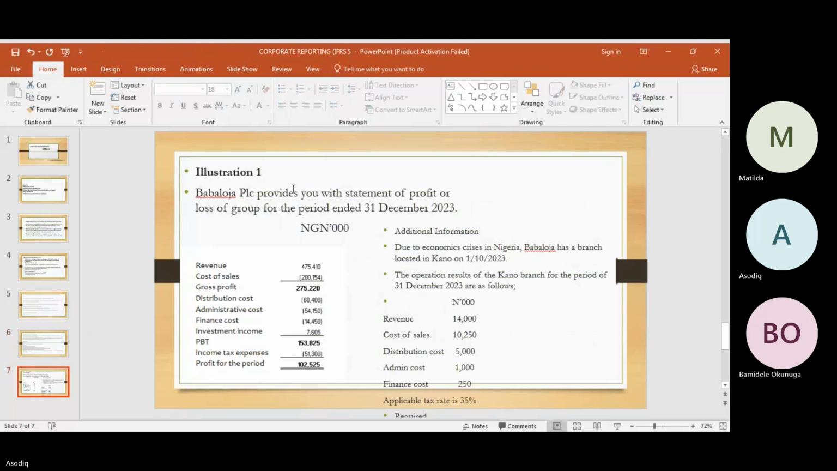Now, I have an illustration. So please permit me to use Excel for better solving. I hope you can see the screen, right? Yes. Okay.